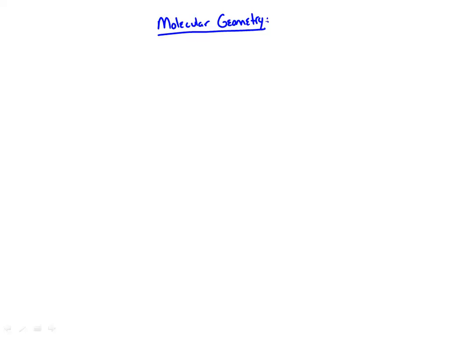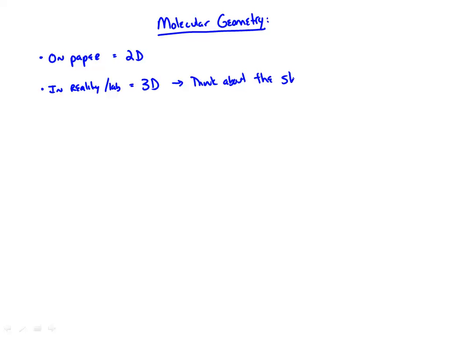Okay, so realize that sort of on paper, we draw things in 2 dimensions, right? Sometimes we can try to draw a 3-dimensional look of it, but realize that in real life, or in reality, or in the lab, however we want to say it, things are really 3-dimensional. And so we have to think about the shapes in 3 dimensions while drawing them in 2.